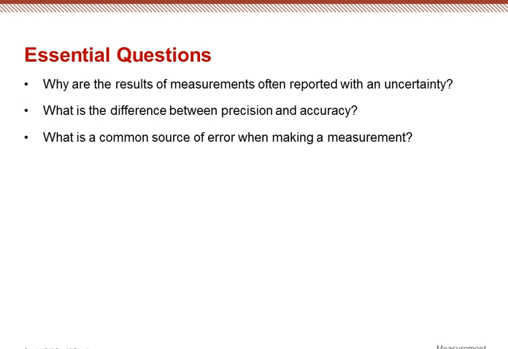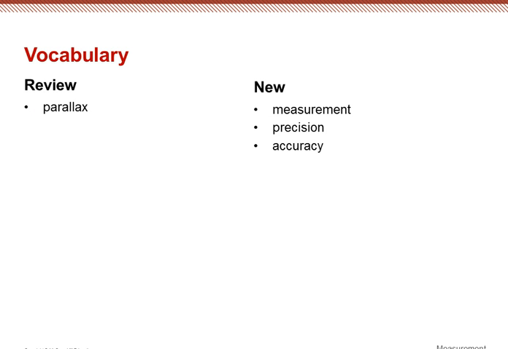results. So the three essential questions that we're going to answer here are: why are the results of measurements often reported with an uncertainty? What is the difference between precision and accuracy? And this is key. This is one of the very important parts of this section. And what is a common source of error when making a measurement? Some new vocabulary that we're going to see here is measurement, precision, and accuracy. And as I mentioned before, these two are very important.